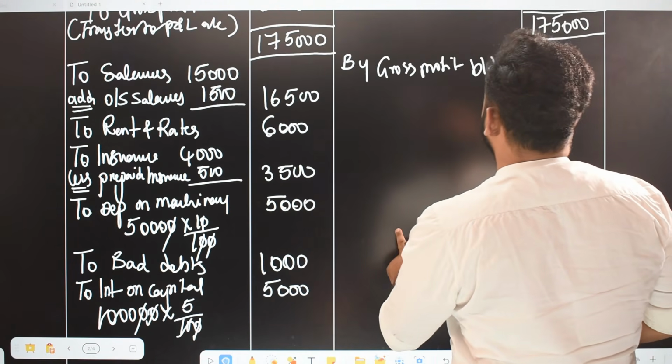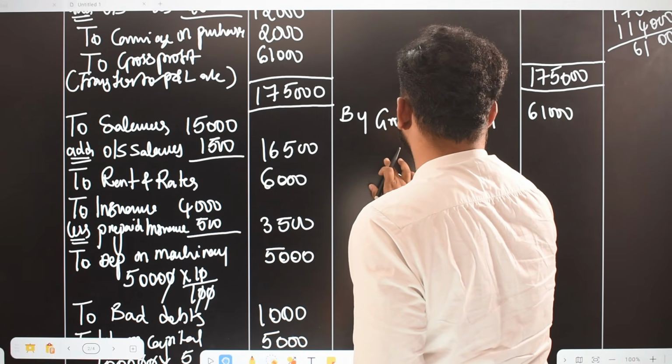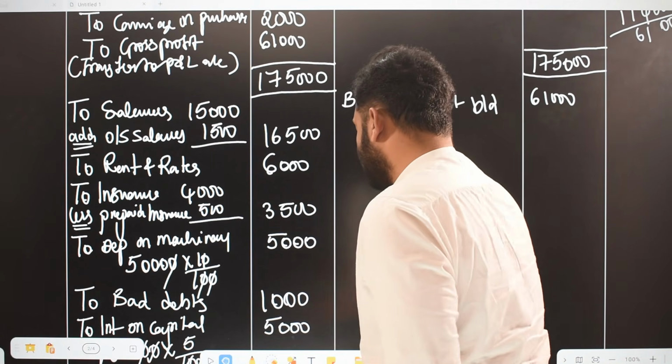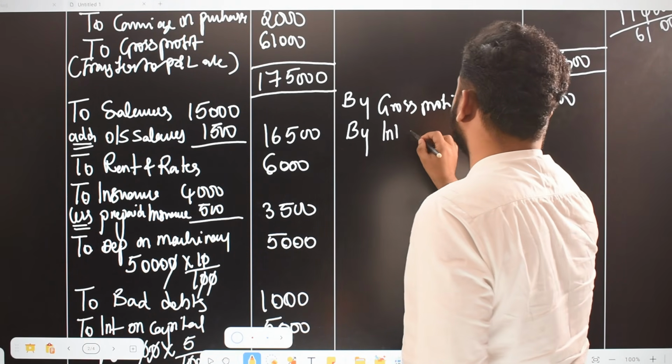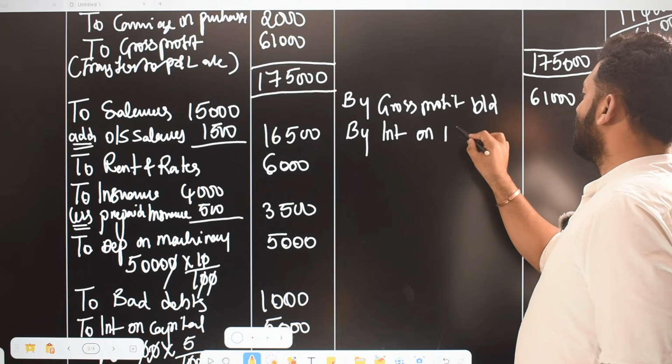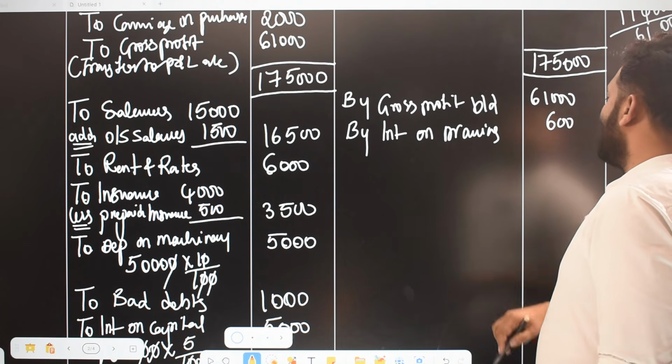By interest on drawings, that is 600. So we're done with the adjustments.